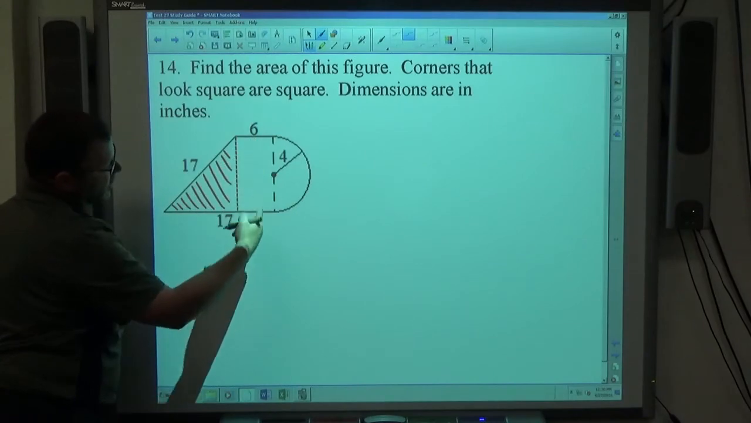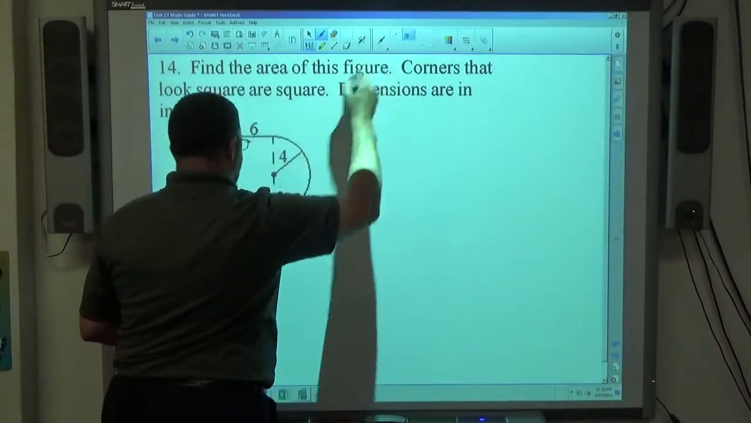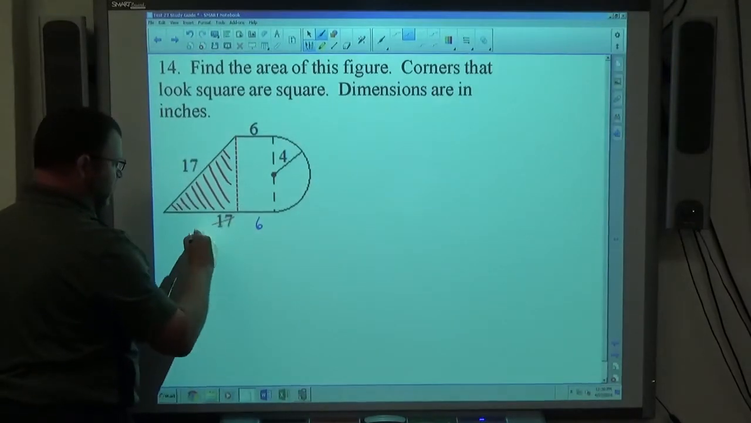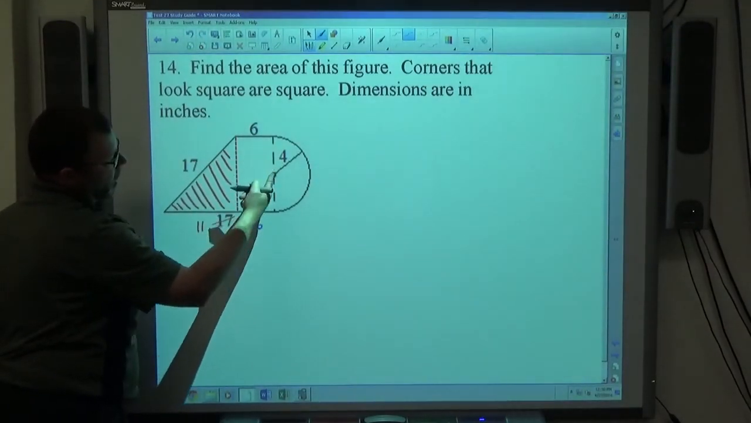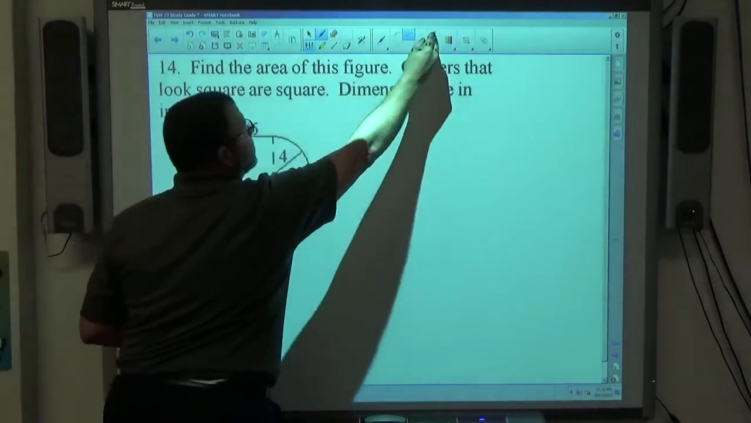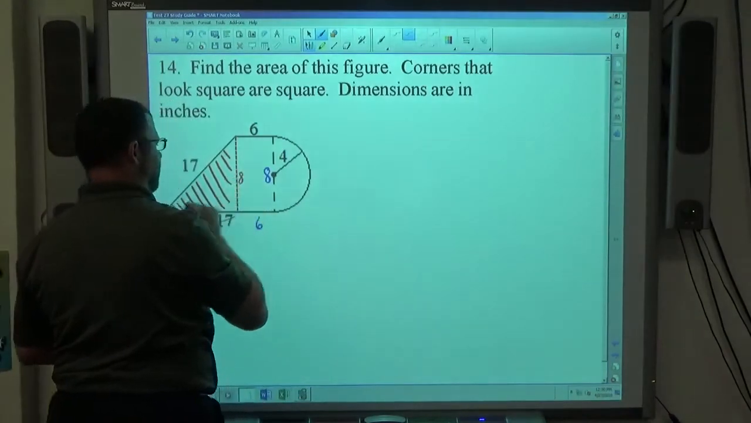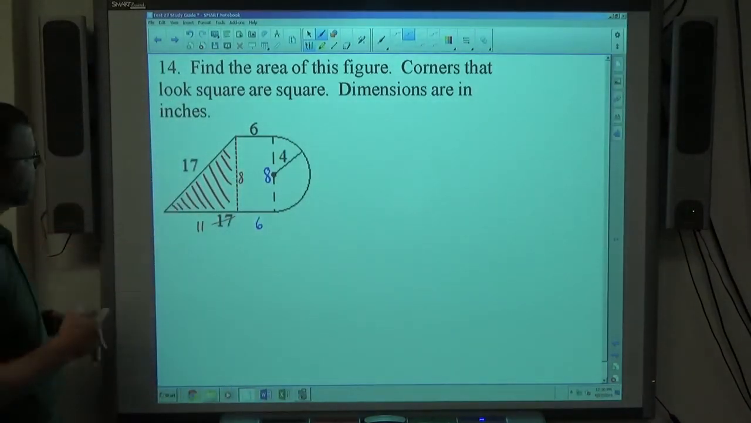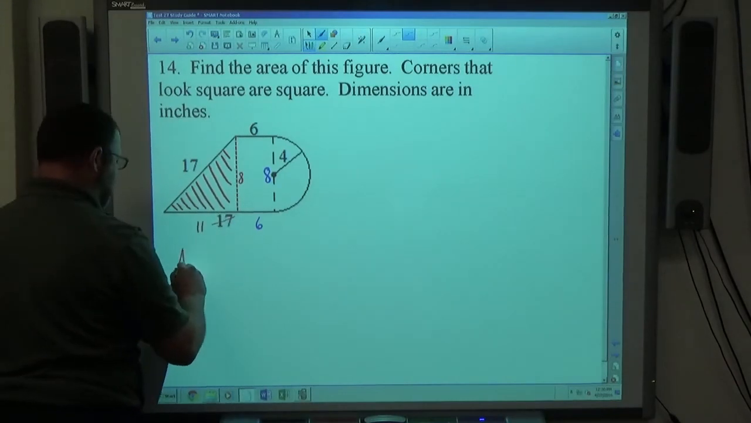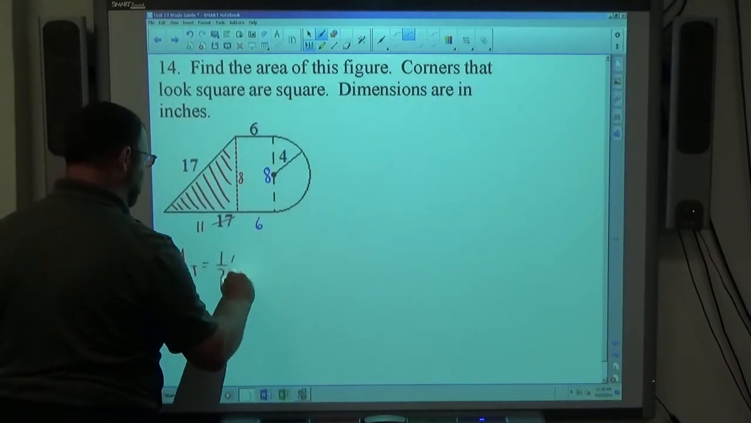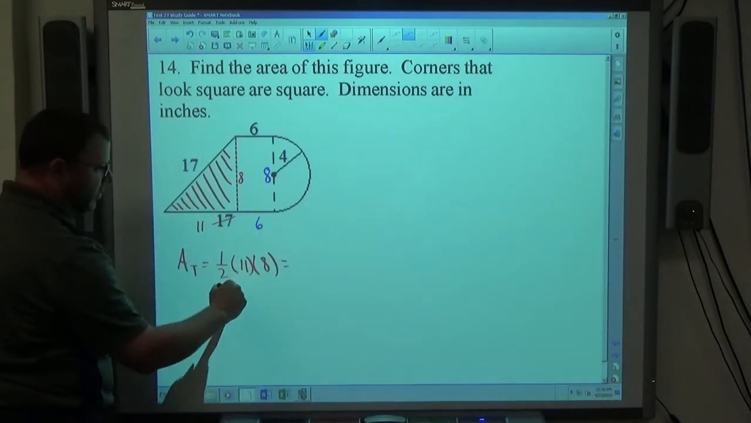This is 6, so this is 6. This is 17 and that's 6, so this must be 11. This is 4, radius 4 up, 4 down makes that 8. So that means this also is 8. So looking at the triangle, the height of the triangle is 8, the base of the triangle is 11, the area of the triangle is simply going to be 1/2 times the base times the height. Half of 8 is 4 times 11 is 44.